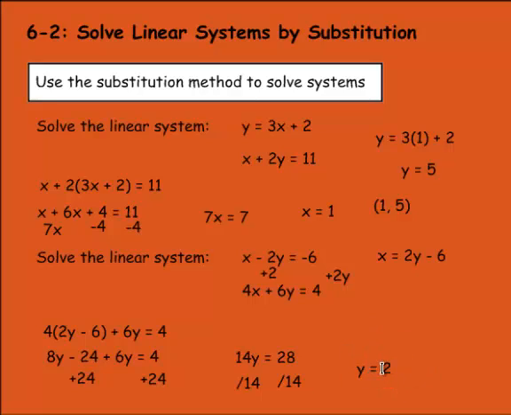Now that I know what y equals, I can plug that into here and solve for x. So x is 2y minus 6. So x is 2 times 2 minus 6. 2 times 2 is 4. So 4 minus 6. So therefore x equals negative 2. So we have x is negative 2, y is positive 2. My answer would be negative 2 for x and 2 for y, and that's my coordinate point.